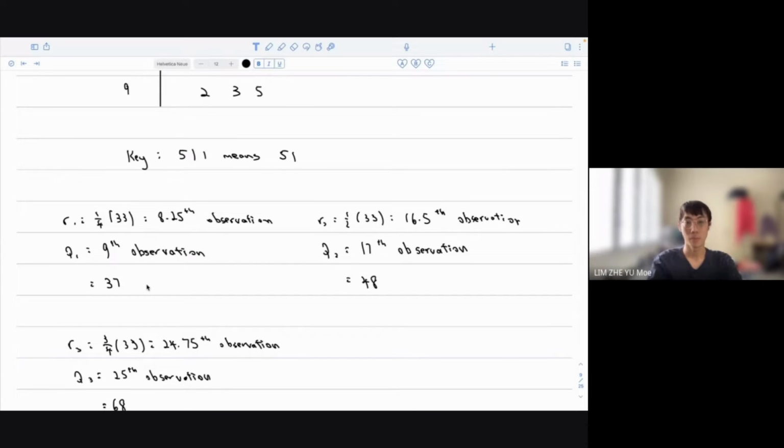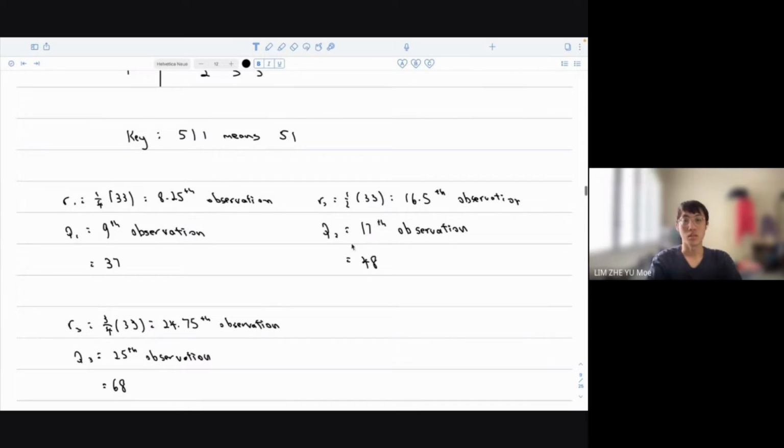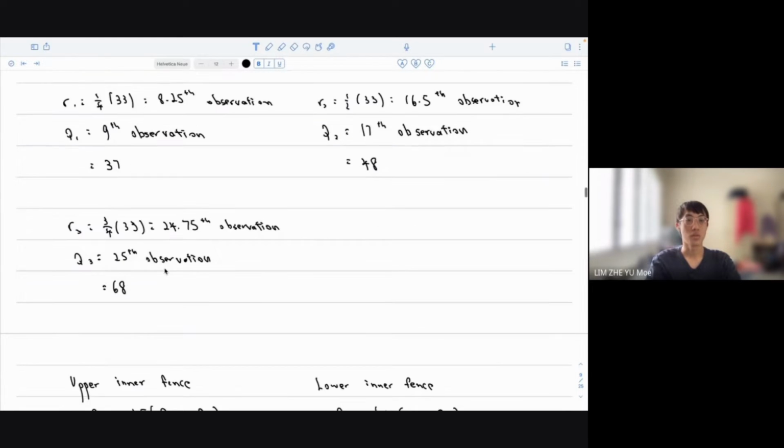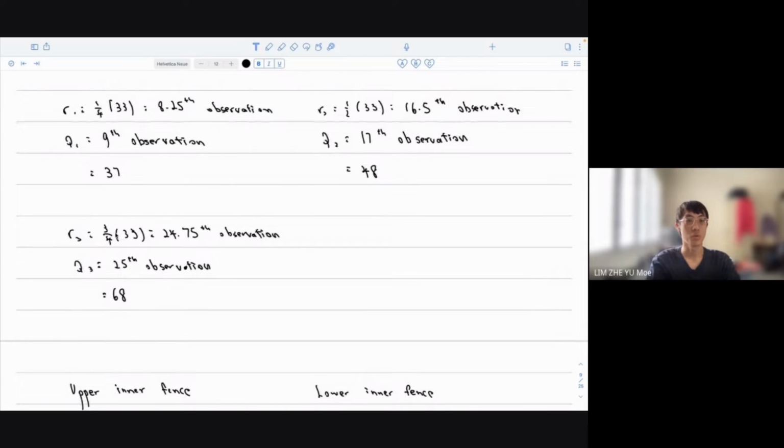While for Q2, we need to multiply the total number 33 by 1 over 2, and we will get the 16.5 observation. Since it's not an integer, we need to round up to the 17th observation, and for Q2 we will get the answer 48. While for Q3, we need to multiply the total number 33 by 3 over 4, and we will get the 24.75 observation. Since 24.75 is not an integer, we will round up to 25, and we will get the answer Q3 equals 68.